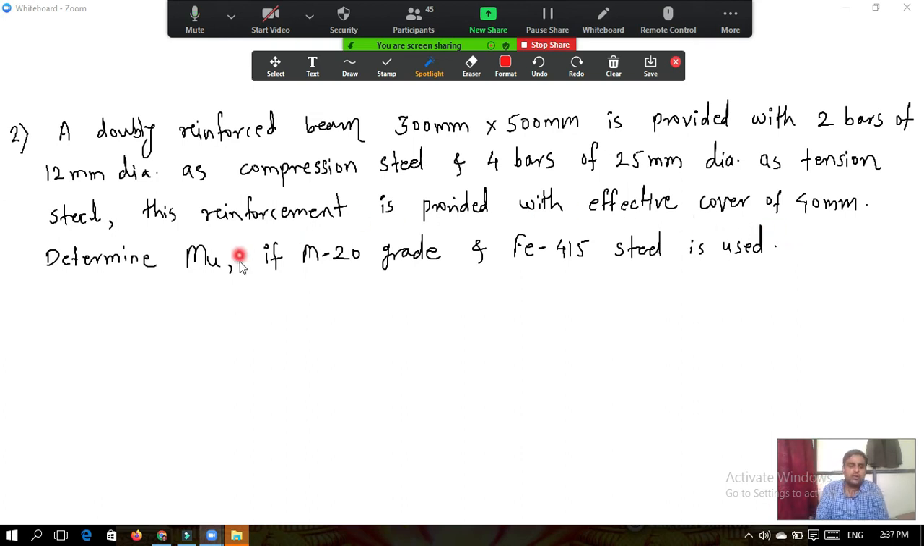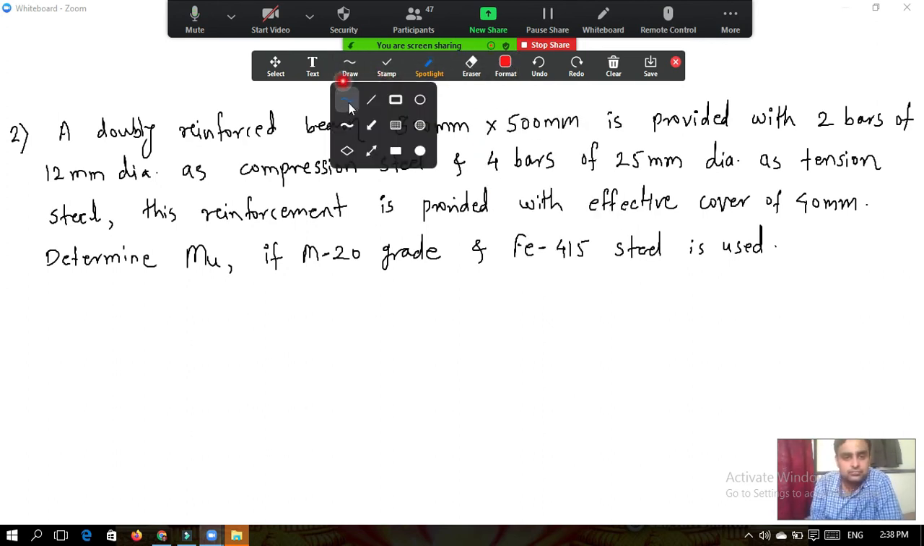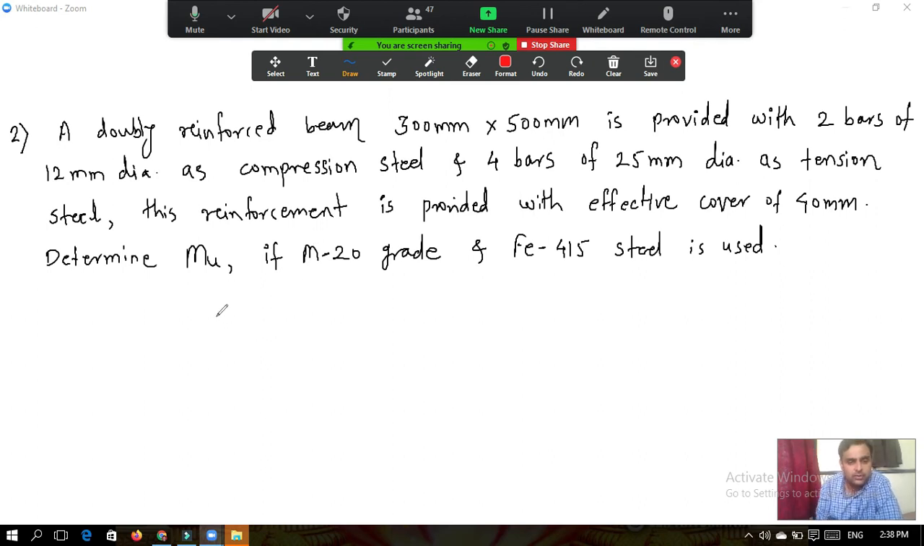To determine the MU, we need to calculate the value of MU. M20 grade FCK is given and Fy 415 is given. So first of all, we will calculate the total area of steel in compression zone and the total area of steel in tension zone. I hope now you are able to imagine the diagram. I am not going to draw the diagram once again. The same section is there as in the previous problem, just the bar diameters are changed. So now I will start solving the problem.